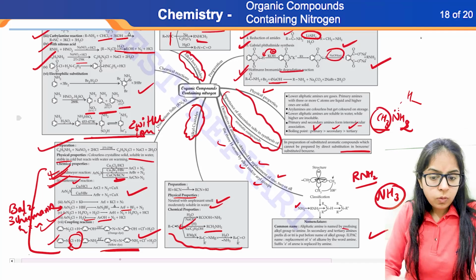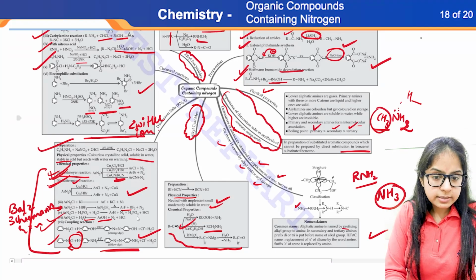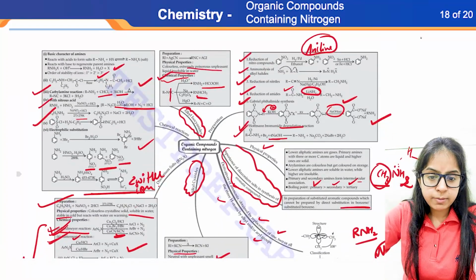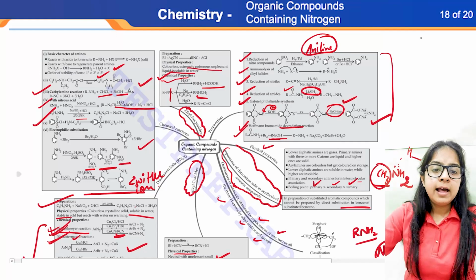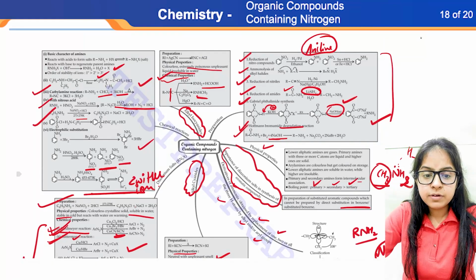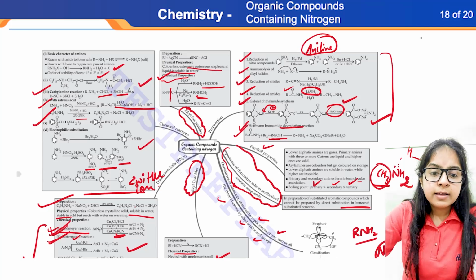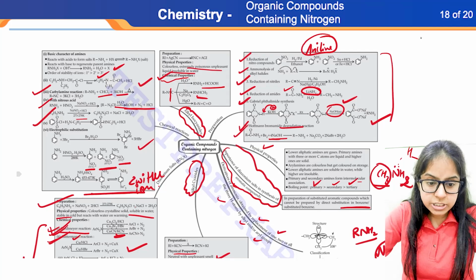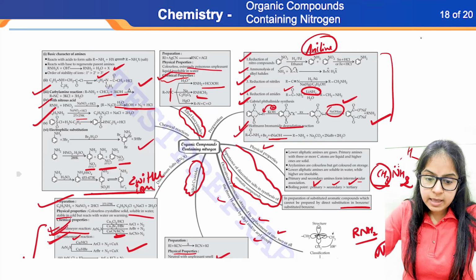We have covered all the mind map over here. I am going to quickly revise it. First one is the preparation of amines. Preparation of amines we have done with the help of the reduction of nitro compounds, ammonolysis of alkyl halide, reduction of nitriles, reduction of amides, Gabriel phthalimide synthesis, and after that the Hoffmann bromamide degradation reaction. After that the physical properties I have explained to you.